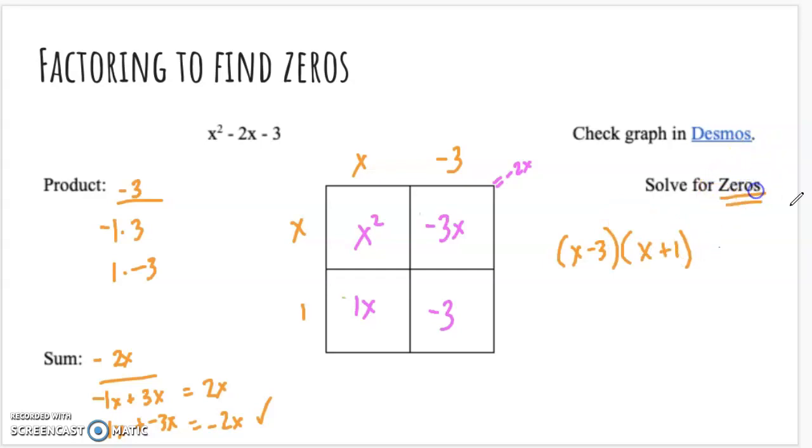If I want to solve to find my zeros, I'm really just taking that and setting it equal to 0. So I know I've got x minus 3 equals 0, which means that x equals 3, and x plus 1 equals 0, which means x equals negative 1. And those are my zeros, or my roots.